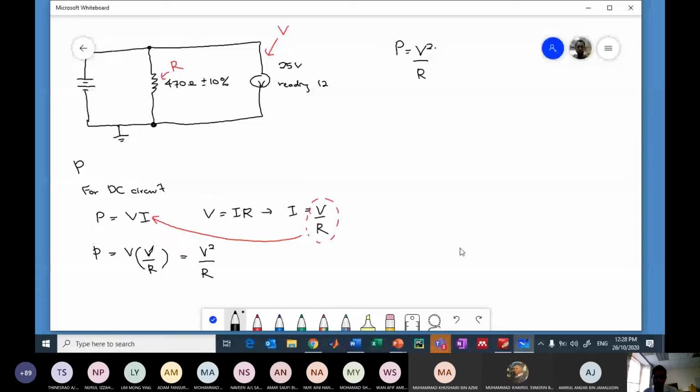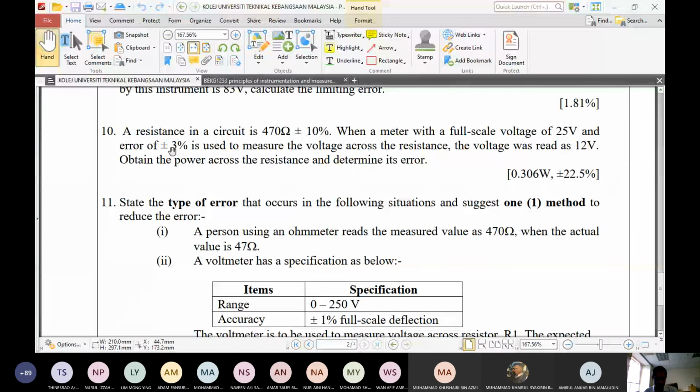So the full scale of the meter is what? The power. Okay, let's calculate the power first. So the power should be 12 squared divided by 470. So the reading is 12 squared. Okay, so P equals 12 squared divided by 470.